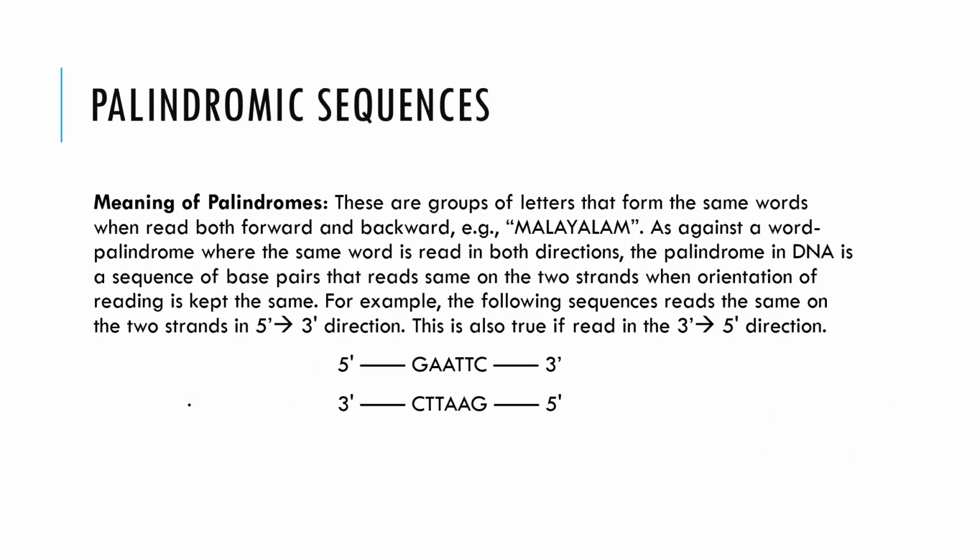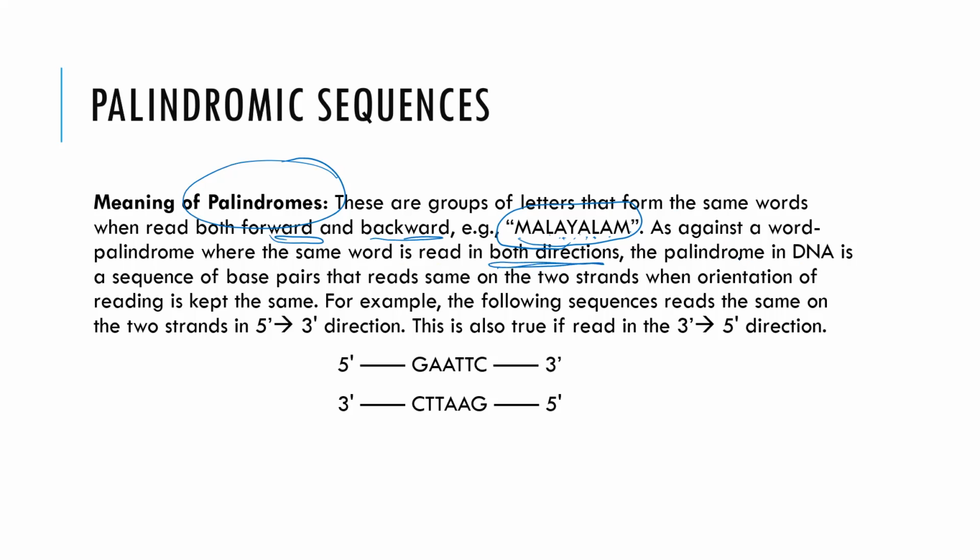So palindromic, for example, if there is a word called Malayalam, if you see it from backwards, it is also spelled the same. So it is spelled the same backwards. That is referred to as palindromic sequences. These are a group of letters that form the same words when read both forward and backward, as against a palindrome word where the same word is read in both directions.